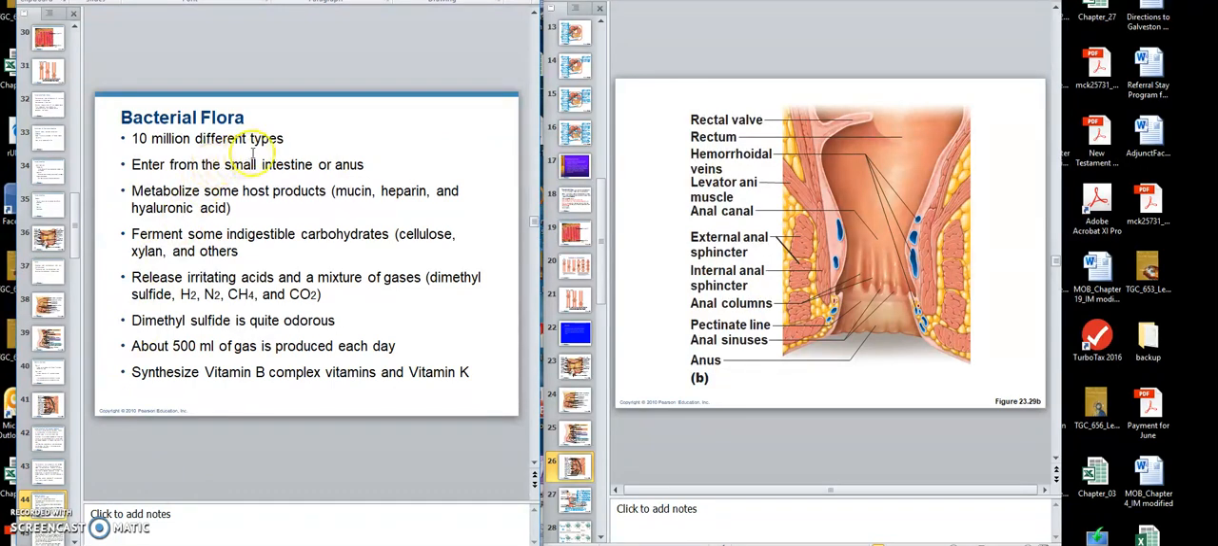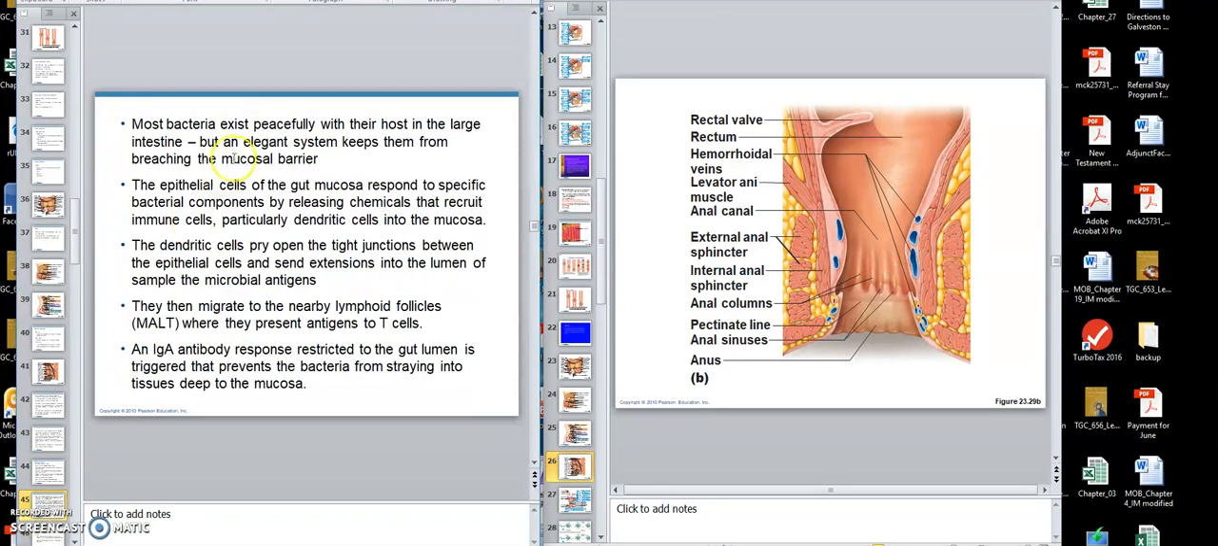Bacterial flora, about 10 million different types, enter from the small intestine or anus, come up or down. And they do a lot of good stuff, as long as you keep them in check. Most bacteria exist peacefully with their host, but an elegant system keeps them from breaching the mucosal barrier and going underneath. The epithelial cells of the gut mucosa respond to specific bacterial components by releasing chemicals that recruit immune cells.